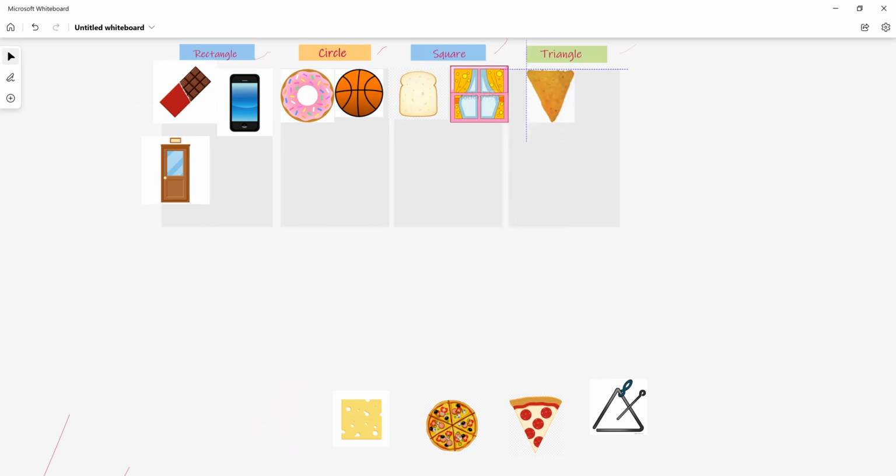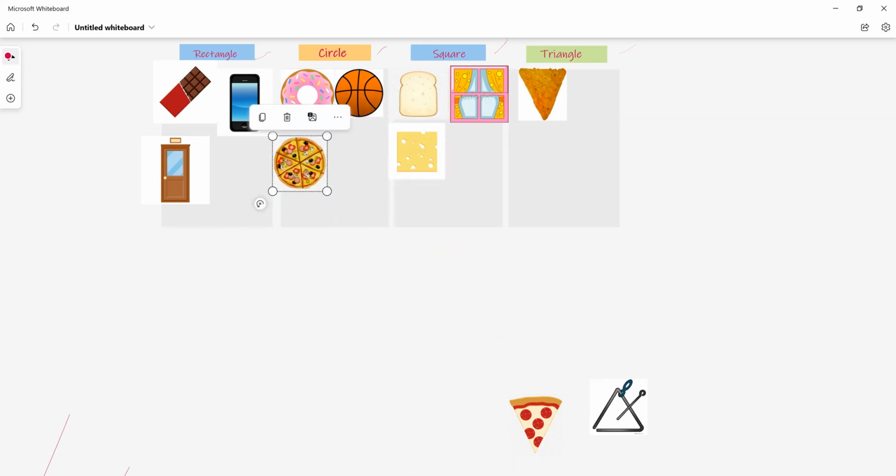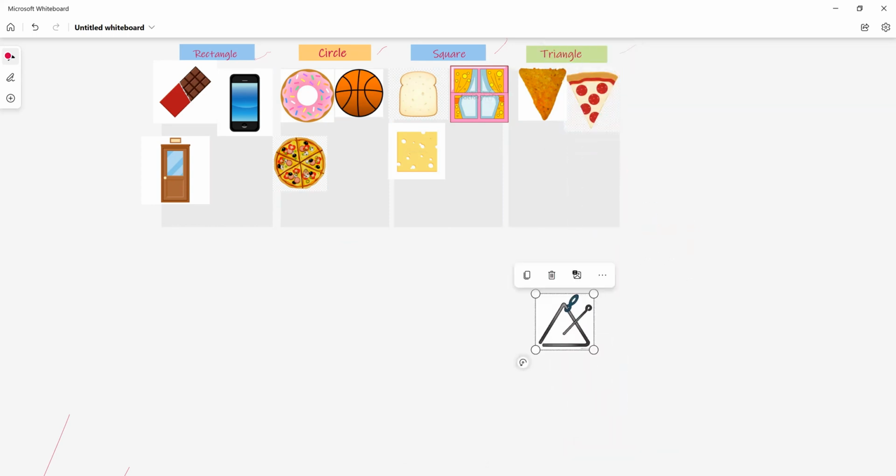How about this Dorito? As a triangle. And a slice of cheese? As a square. How about this whole pizza right here? A circle. How about this slice of pizza? Just one slice? A triangle, yeah. This instrument right here is also a triangle, yeah, it's called a triangle.